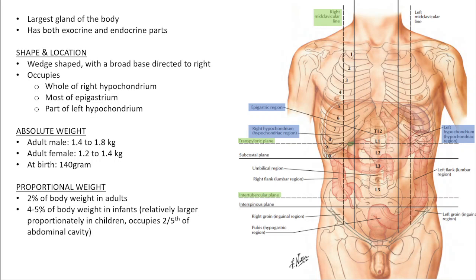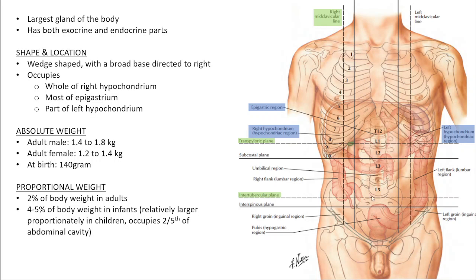And what is the absolute weight of liver? In an adult male, the liver weighs around 1400 to 1800 grams, whereas in the adult female it weighs slightly less, ranging from 1200 to 1400 grams. And however, at birth it weighs only 140 grams. The difference is how much proportion liver forms of the body. In a newborn child, it forms a larger proportion of body weight. It is about 4 to 5% of the body weight.